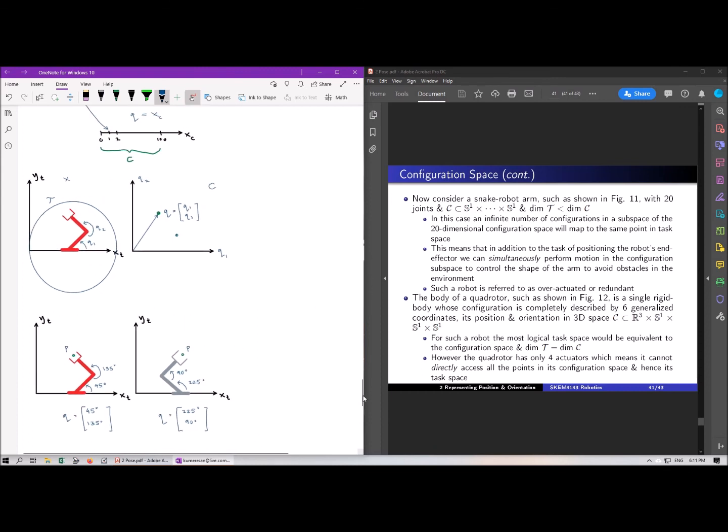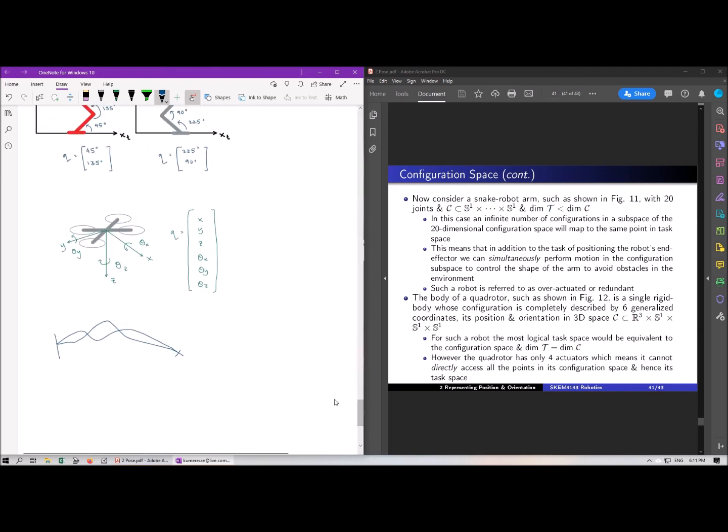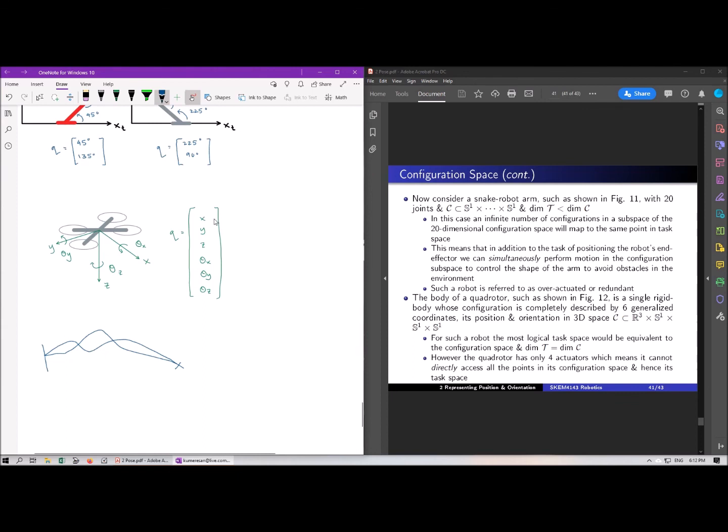For example, if you want x to be 5, y to be 5, z to be 5, theta x to be 0 degrees, theta y to be 90 degrees, and theta z to be 30 degrees specifically, most likely your quad rotor will not be able to achieve that, given the 4 actuators.